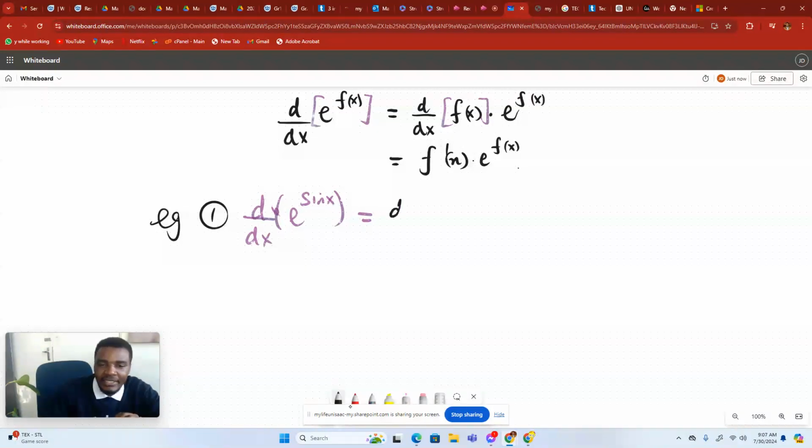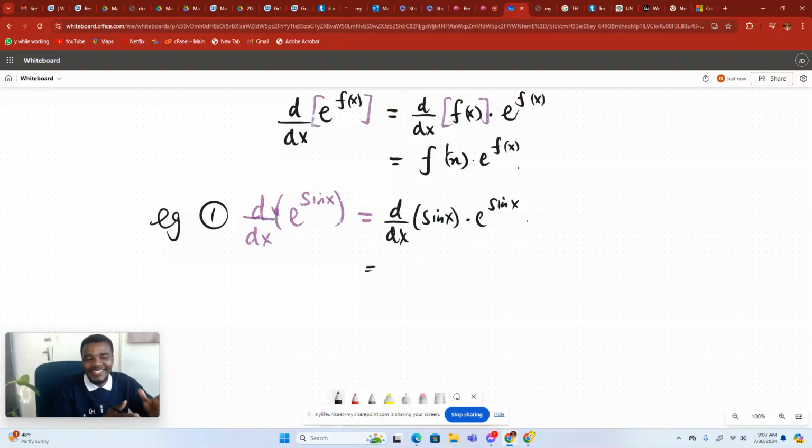And we know that the derivative of sin x is going to give us cosine of x. But the first thing we have to write down is the derivative of sin x times e to the power of sin x. We differentiate the power, get the result, and multiply by e to the power of sin x. So the derivative of sin x is cosine of x, times e to the power of sin x. This is our solution. Quite interesting.